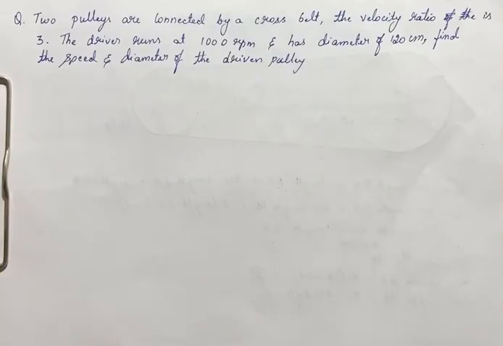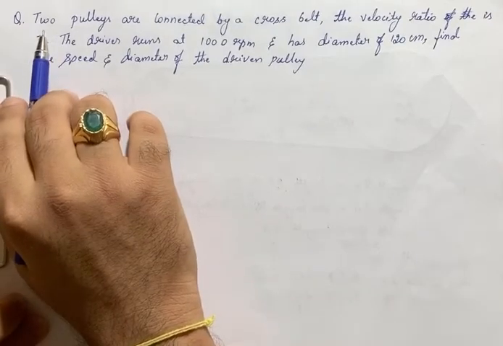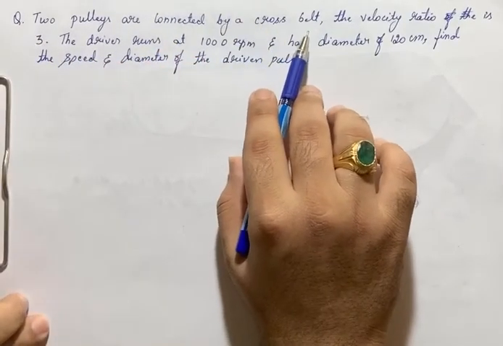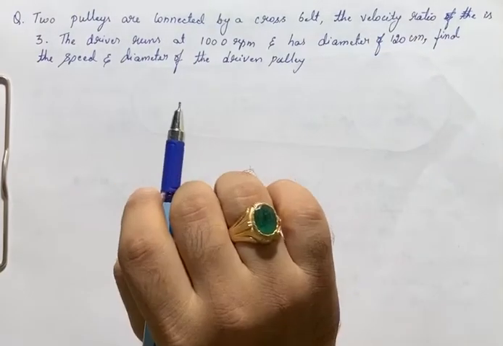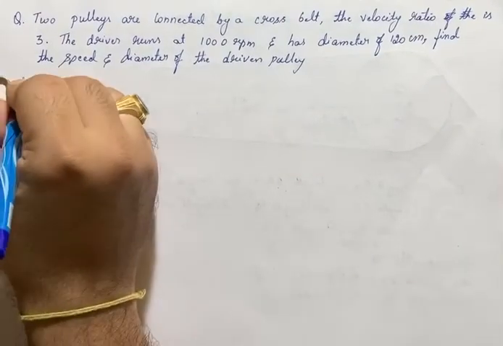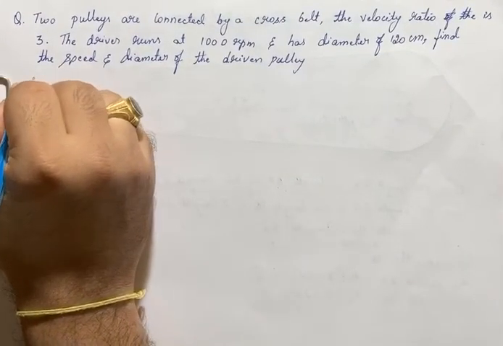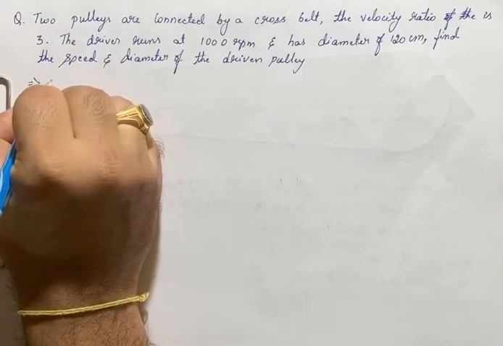In this video, we are going to see some numericals on belt drive. In the first one, two pulleys are connected by a cross belt drive. The velocity ratio is given as 3. What is velocity ratio? It is the ratio of speed of driver pulley to the speed of driven pulley.